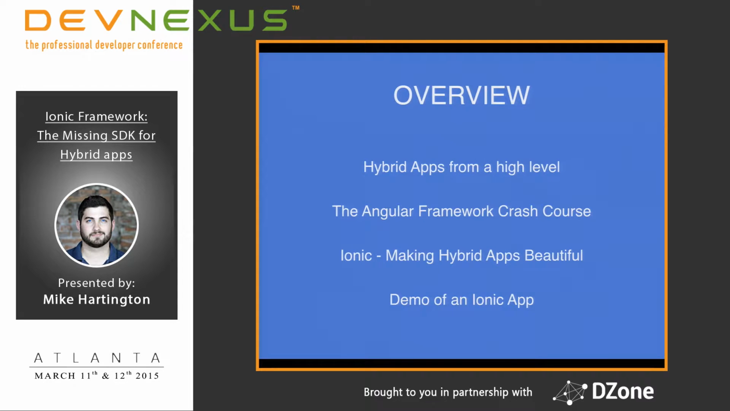So kind of an overview of what we're going to be talking about today is we're going to look at hybrid apps, what they are from a really high level and what they mean to a developer. We're going to take a quick look at AngularJS, the framework that Ionic is built with. Then we're going to take a look at Ionic itself. And after that, we're going to look at an app I built, kind of show you what Ionic can really do.